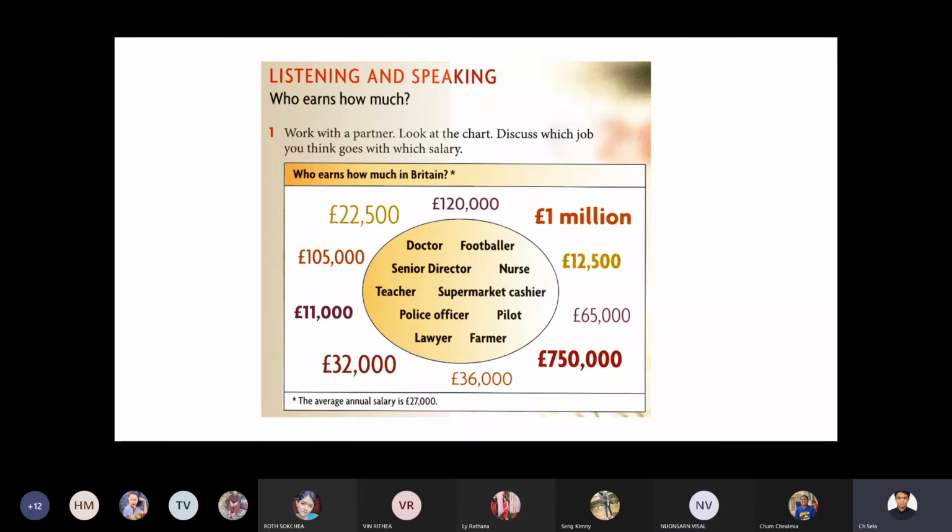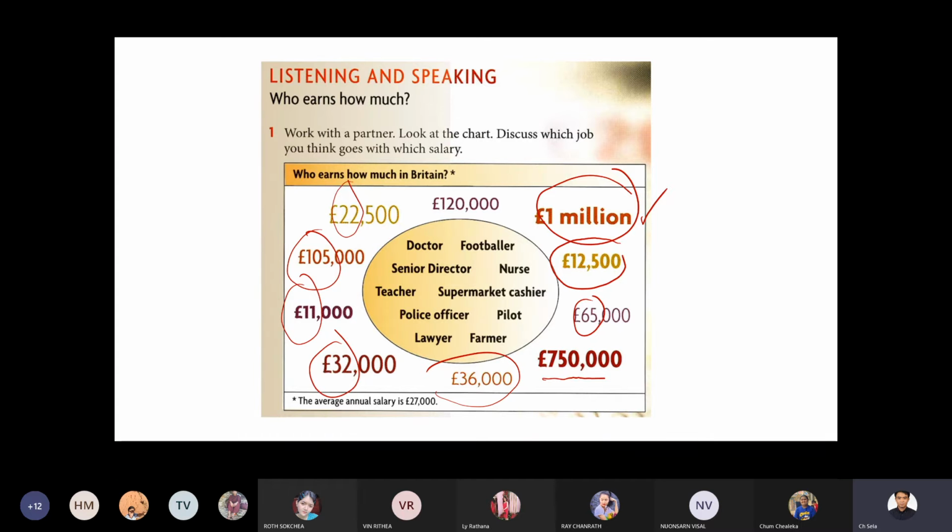Okay, thank you very much. And right now, we'll look at the salary. So this one, £1 million. This one, £12,500. This one, £65,000. This one, £750,000. This one, £36,000. This one, £32,000. And this one, £11,000. This one, £105,000. This one, £22,500. This one, £120,000.